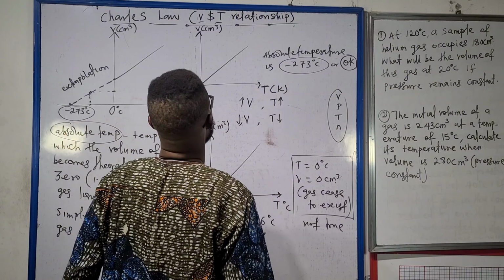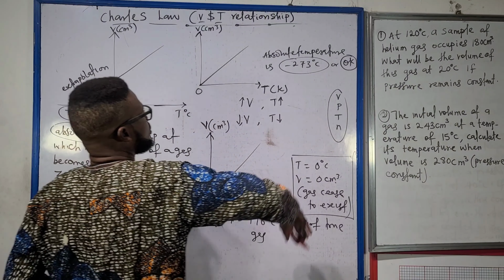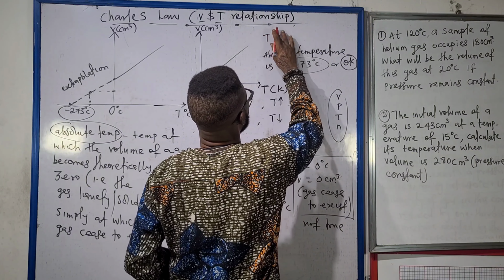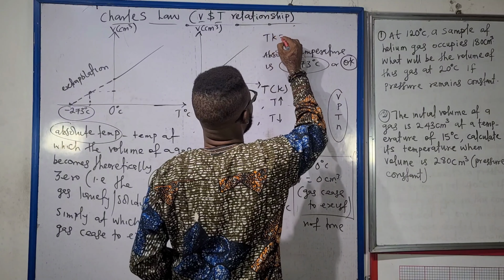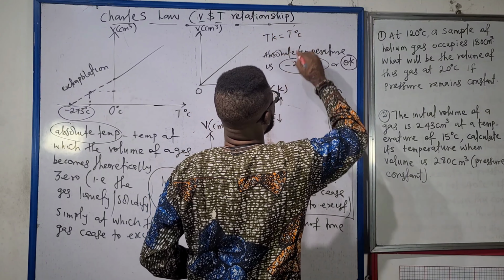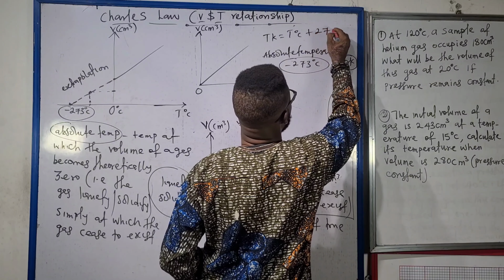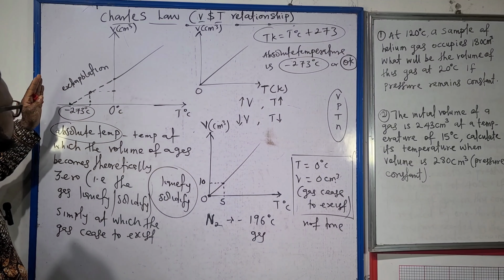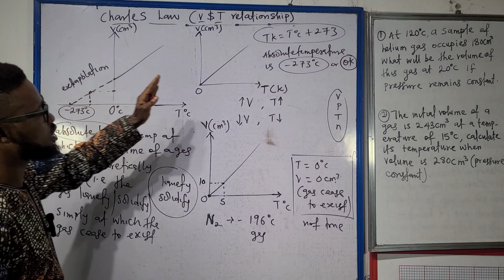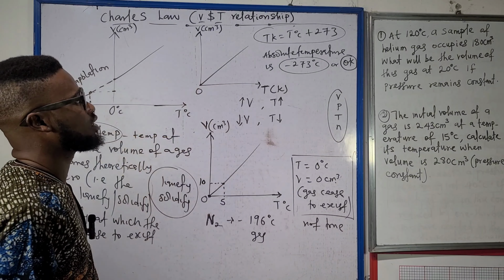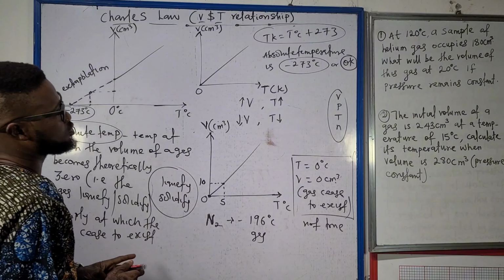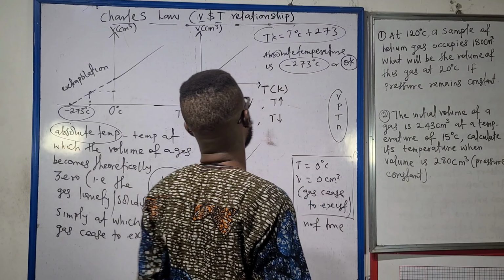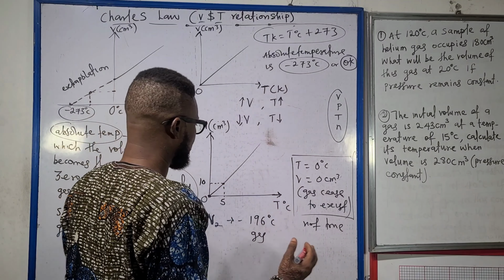And for which reason, whenever we are dealing with calculations and we are given our temperature in degrees Celsius, we convert it to temperature in Kelvin, and that will be temperature in degrees Celsius plus 273, so that we move from temperature in degrees Celsius to temperature in Kelvin. So that is that about absolute temperature. Absolute temperature is minus 273 degrees Celsius or 0 Kelvin.